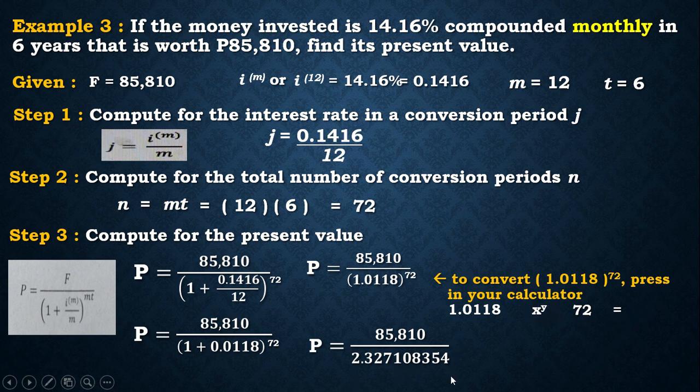Ang last step po natin, ay i-divide po natin yung 85,810 divided by sa 2.327108354. Pag dinivide po natin yan, ito po ang lalabas. Present value is equal to 36,874.09. Again, paano po nakuha ito? I-divide po natin yung 85,810 divided by sa 2.327108354. So, ang ating answer, for example number 3, ay 36,874.09.